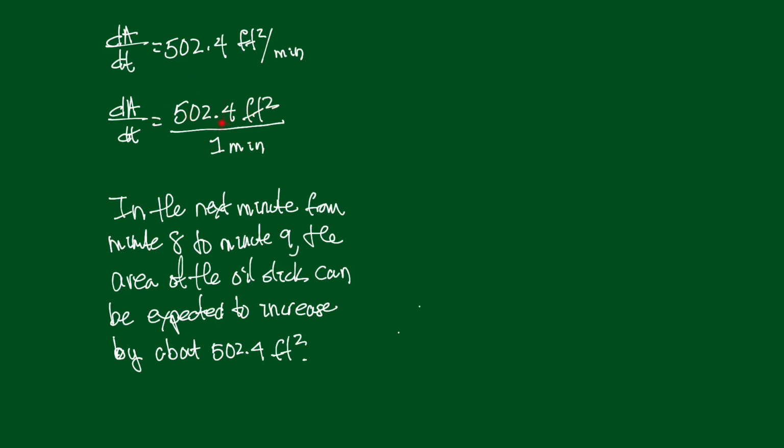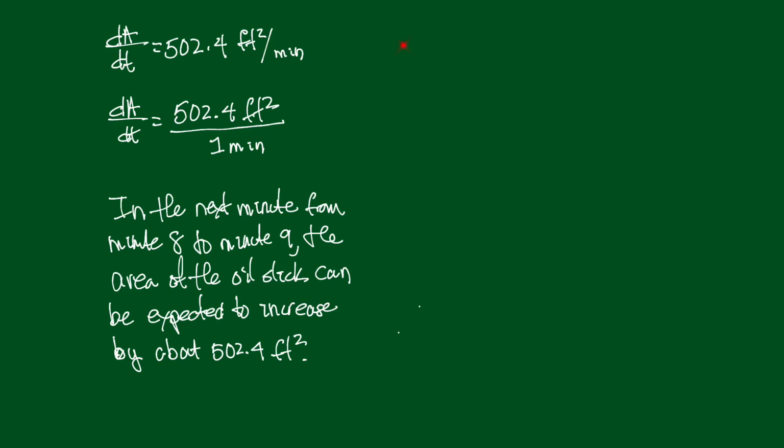So what I'm saying here is when I interpret this, it's a rate, so it's this many per this many. So if I change the bottom here, the top will change by this much. So I'm saying in the next minute, if I increase the number of minutes by 1 from 8 to 9, the area of the slick, which is the top number, can be expected to increase by about this much right here. Now I'm going to say increase. Let's see why.